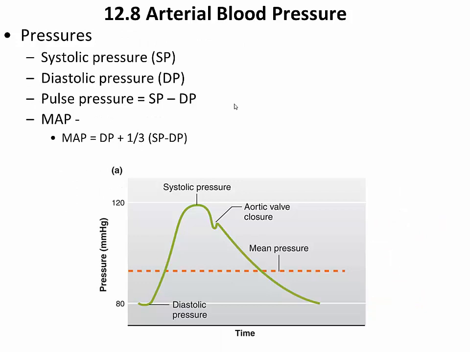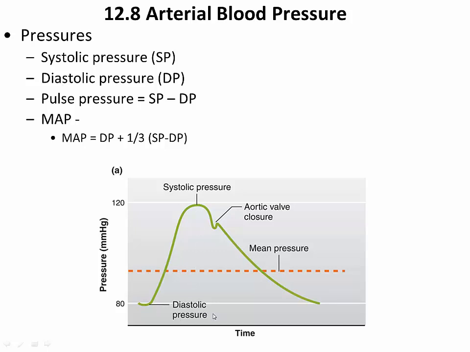If we look at the pressures that we see in arteries, then we notice a couple different pressures that we want to be familiar with. The pressure is, of course, highest during systole, which is ventricular contraction. Pressure is lowest, as you would imagine, during diastole. And the difference between the systolic pressure and the diastolic pressure is known as the pulse pressure. And so the farther apart these two numbers are, the greater the pulse pressure.